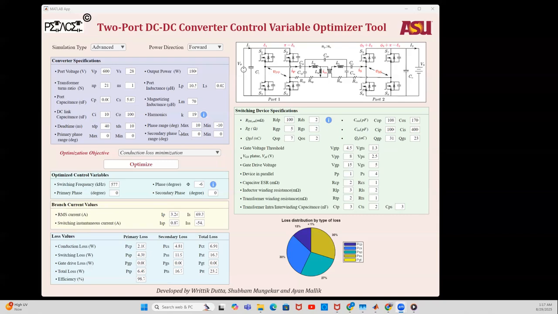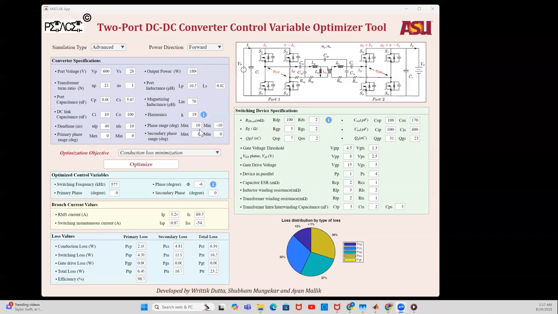The phase shift range. In this particular case, for the given control variables, we define certain ranges within which the optimizer does the search. Based on the phase and frequency control variable ranges, it selects the optimal control variable at the output. So here we define the phase range between a maximum and minimum value. We want the control variable set between plus 10 and minus 10 degrees.